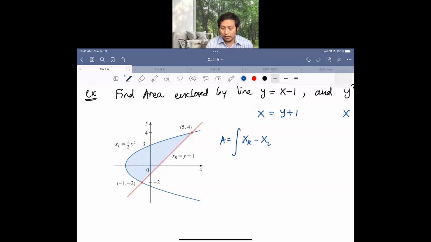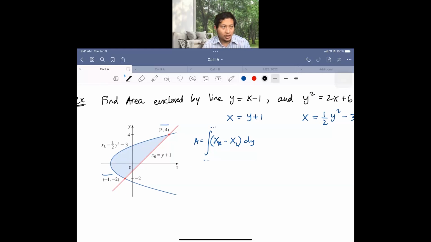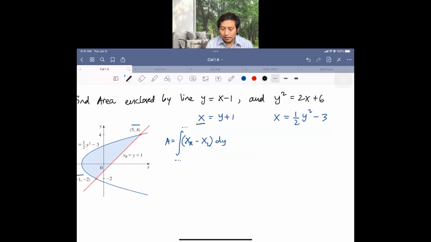And of course, we need to find the intersection points, which are mentioned as (5, 4) and (-1, -2). But we need to know for sure how we get these numbers. So we have the x, and we need to set both sides equal. So y plus 1 equals half y squared minus 3. So we'll have half y squared minus y minus 4 equals 0.